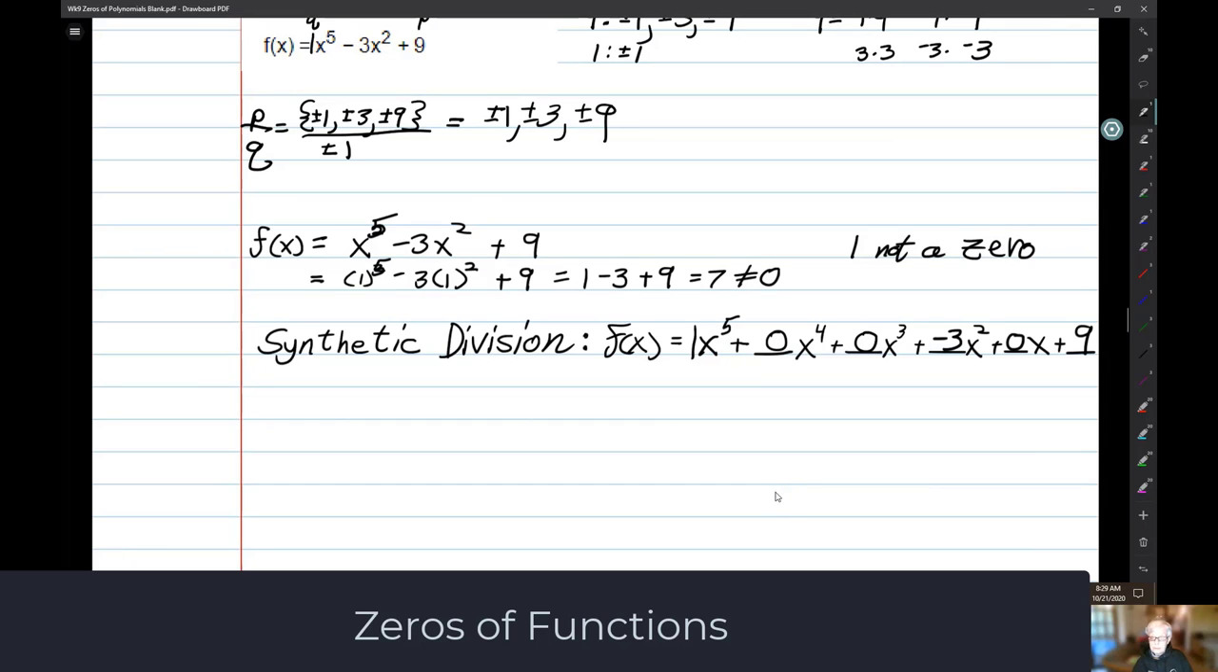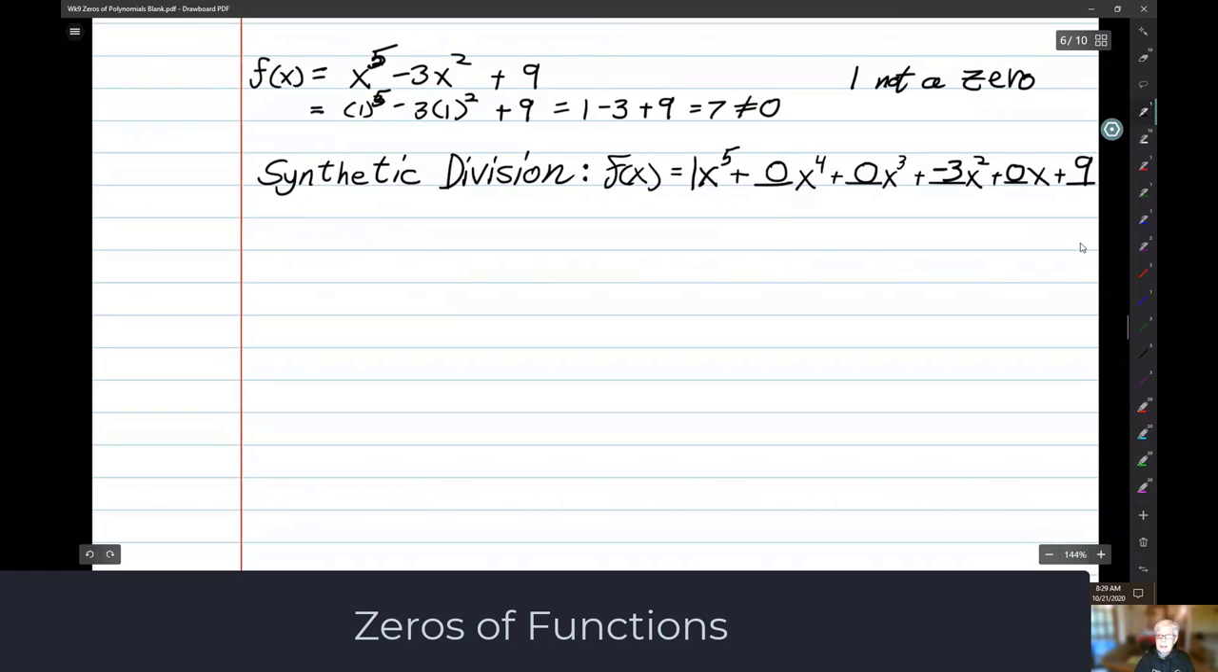And then I write down the coefficients, the numbers in front of the variables, and the constant at the end. So I'm going to write this down: 1, 0, 0, negative 3, 0, 9. And I'm going to make this funny looking little backwards L, or the lower half of a box maybe. I just know that it's what's used.